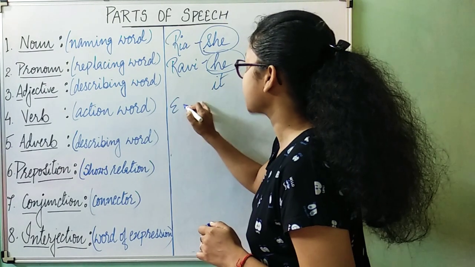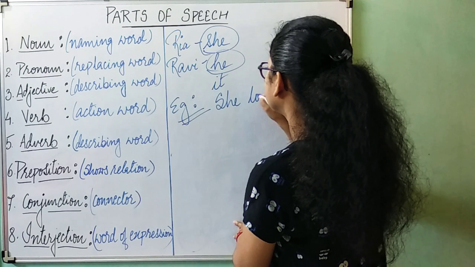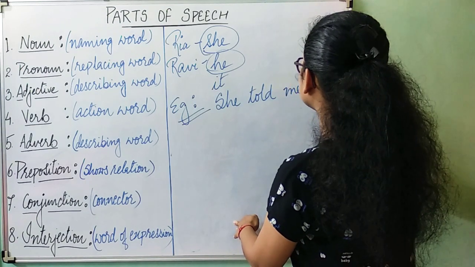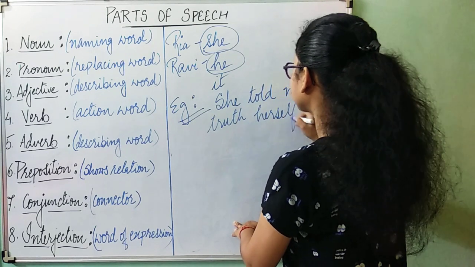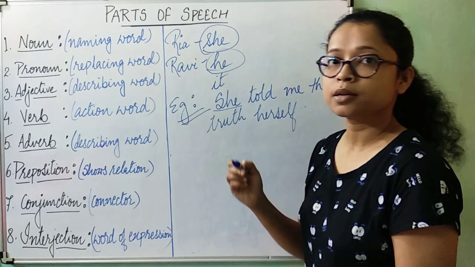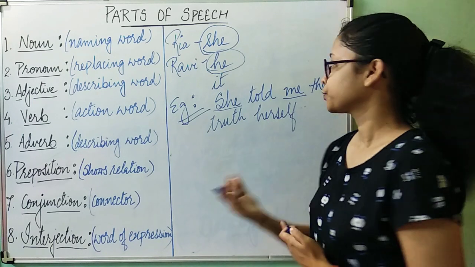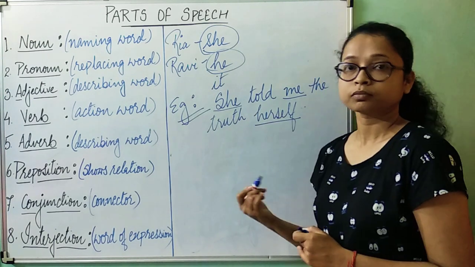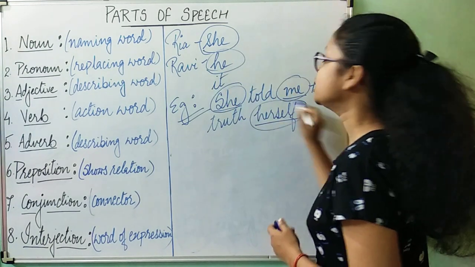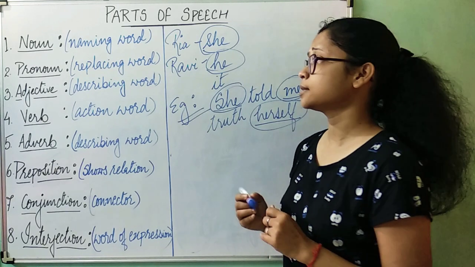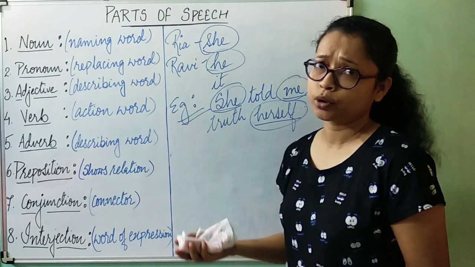Okay, so let's take an example. She told me the truth herself. Okay, so see, here we can see she is a replacement of a female, me is for a first person, alright, and herself is again for a female. By using these replacements in sentences, we can make a sentence interesting, and not boring to read.